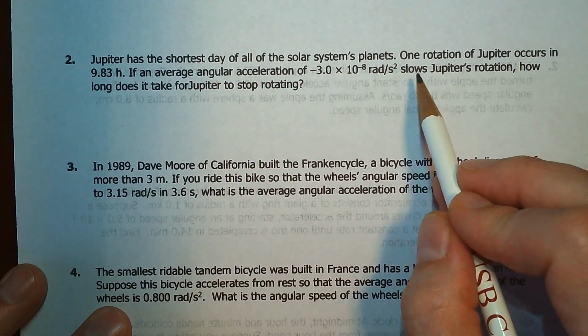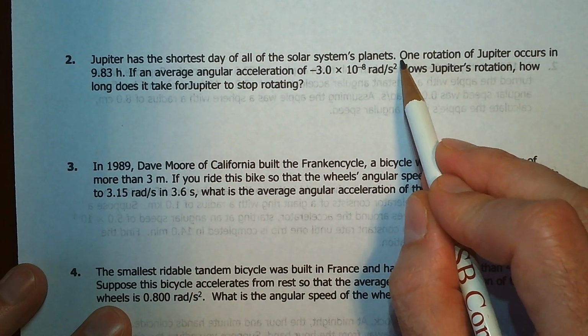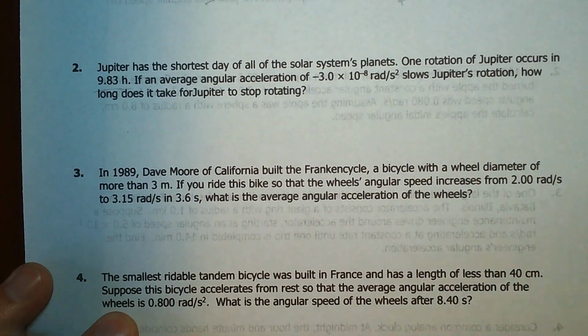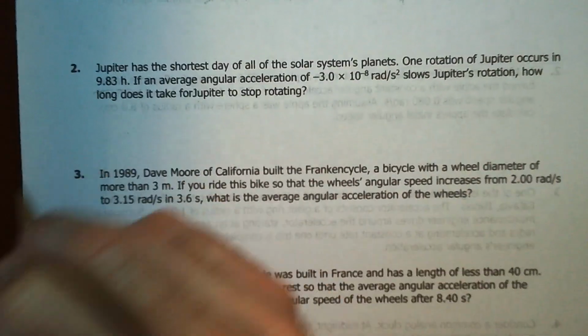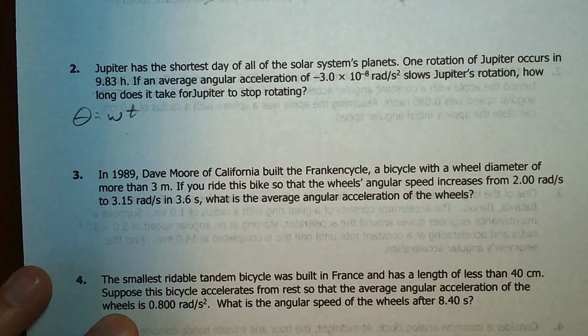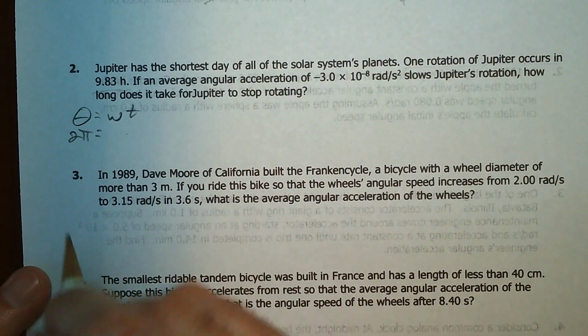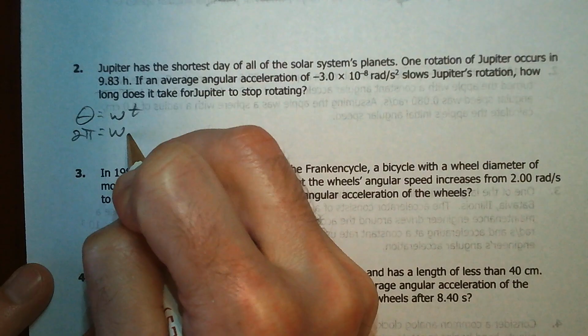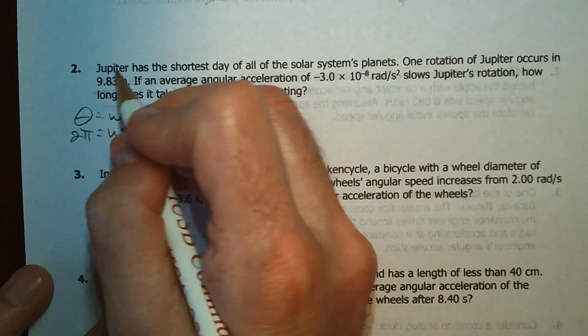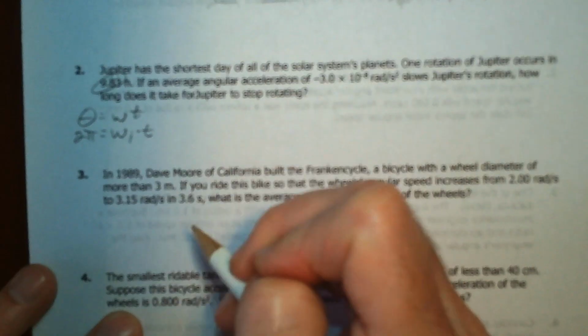Okay, so we can use this information here about Jupiter to figure out what its angular speed is. So we can use d equals v bar t. D would be 2 pi radians. The omega here is going to be our initial angular speed that we're going to be finding, and the time here has to be in seconds.